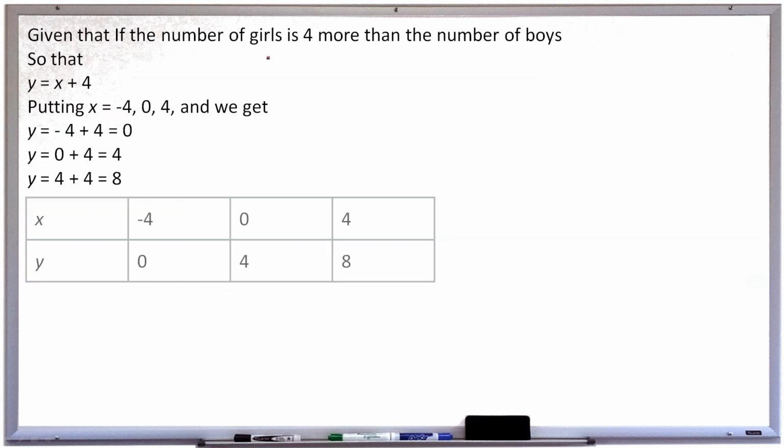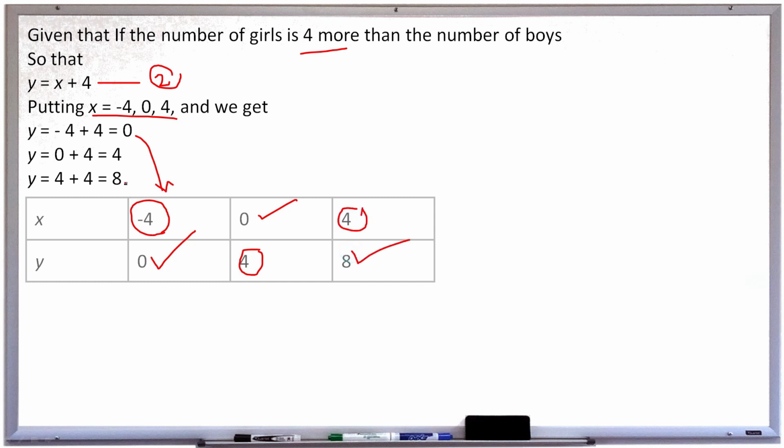Given that the number of girls is 4 more than the number of boys, y is equal to x plus 4. This is equation number 2. Now put the value of x in equation number 2 to get the value of y. Substituting x is equal to minus 4, you will get y is equal to 0 in this equation. If you put x is equal to 0, you will get y is equal to 4. Put x is equal to 4, you will get the value y is equal to 8. Like this you will get the values.